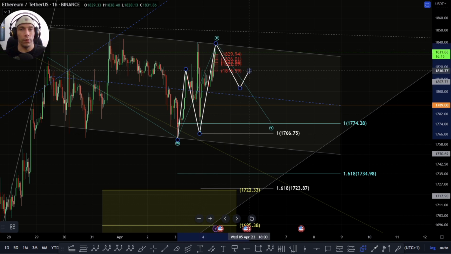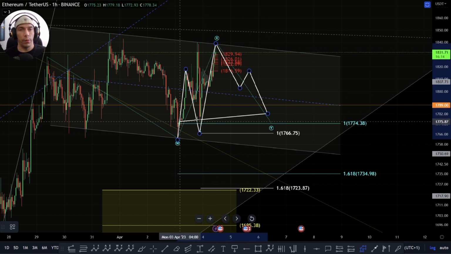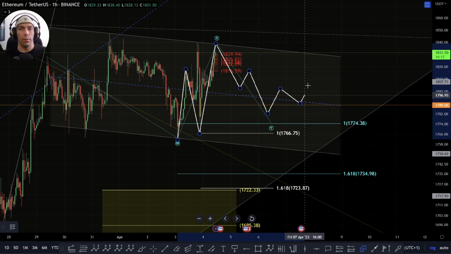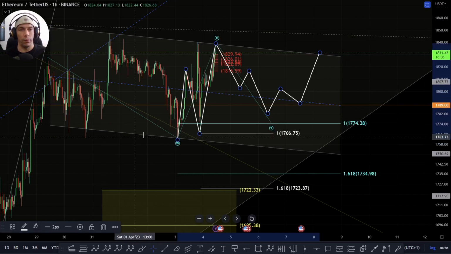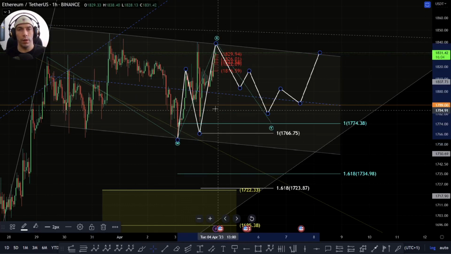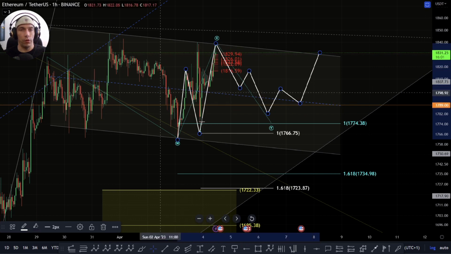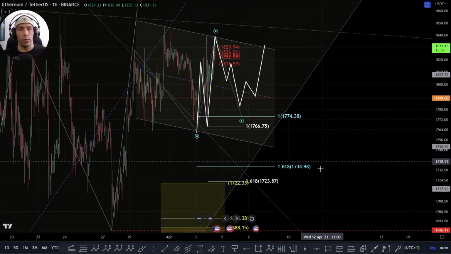Then, potentially we could see a three-wave move down, which finds support here again, and then we see some other kind of a three-wave move, so that it takes a bit longer and sort of matches the size of this first part of the wave. So we're going to have to keep an eye on this. If it just starts to get really choppy here, then this is potentially what's playing out.